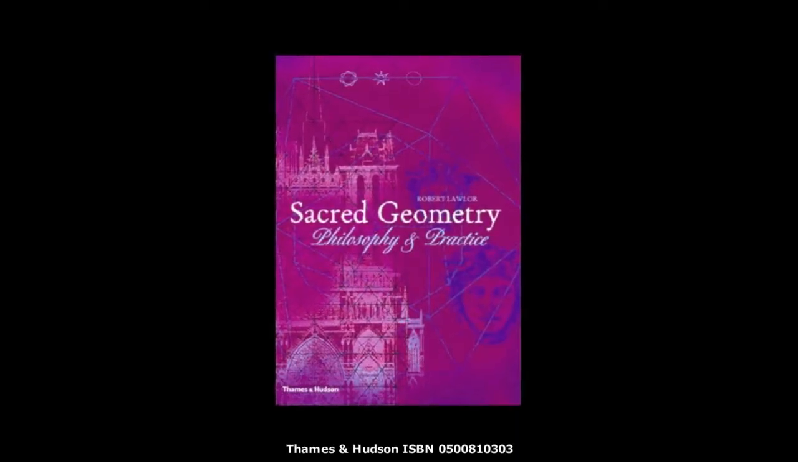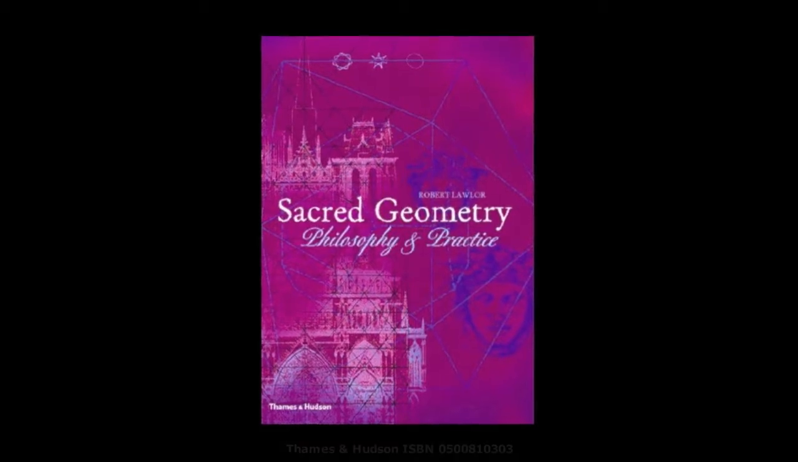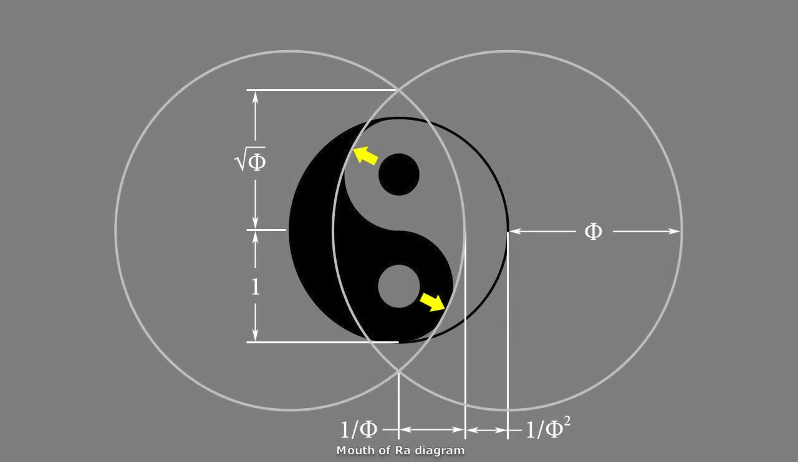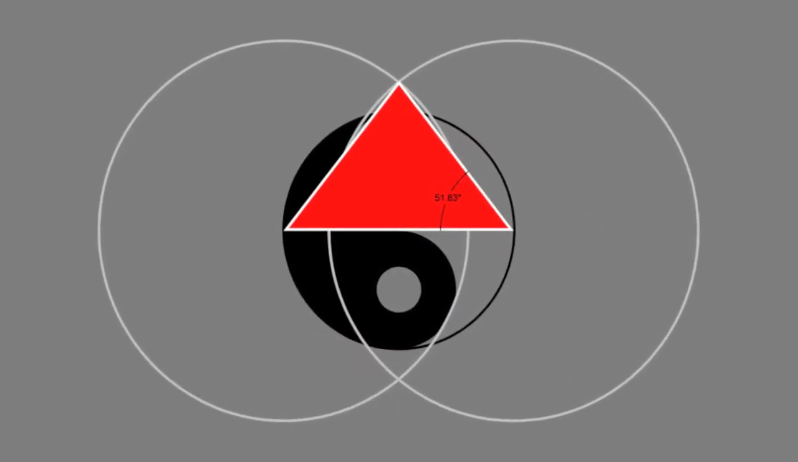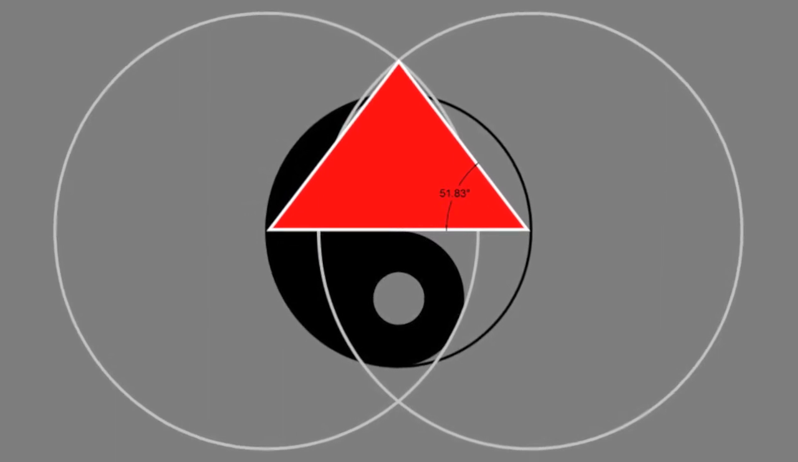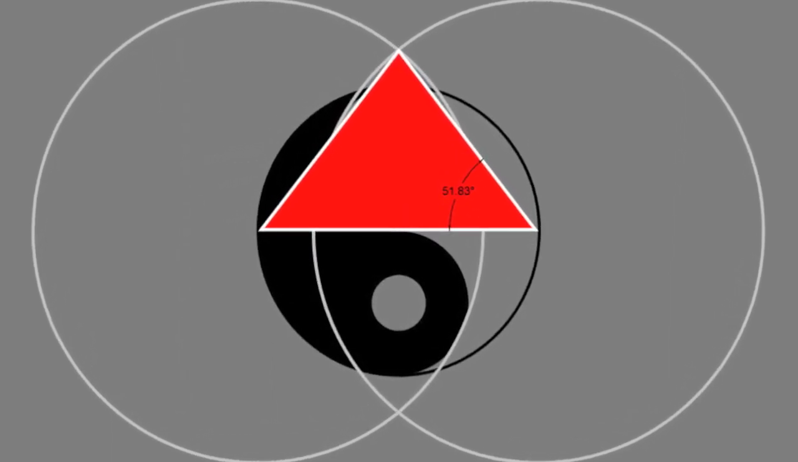In his book Sacred Geometry, Robert Lawlor showed an encompassing square that reveals phi relationships in a diagram that he called the Mouth of Ra, named after the Egyptian sun god. If you then draw larger circles with phi as the radius, they are tangent to the inner circles and beautifully form more phi relationships. Joining the centers of the larger circles with the top point of intersection forms a pyramid with a slope of 51.83 degrees.